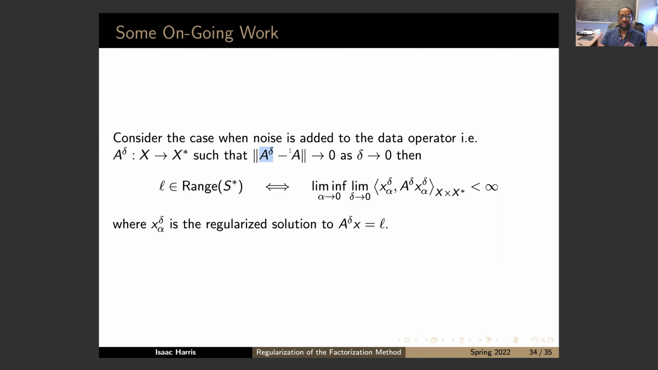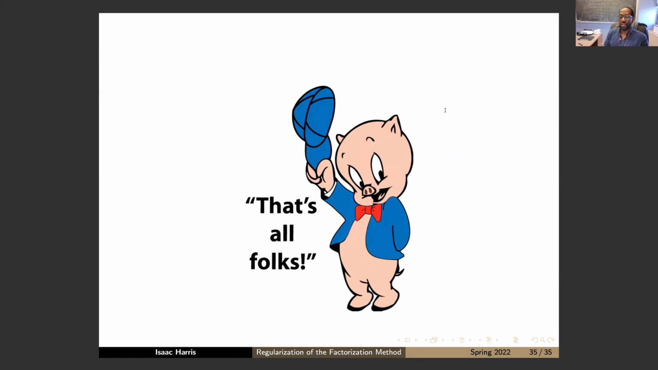So I think a lot of perturbation theory and things like that can work out to prove this result here. Okay. And that's all, folks.